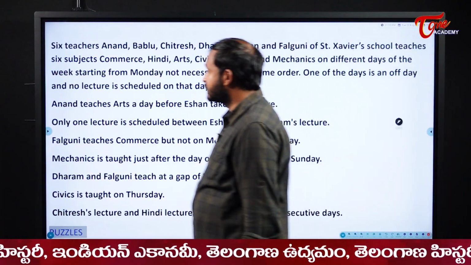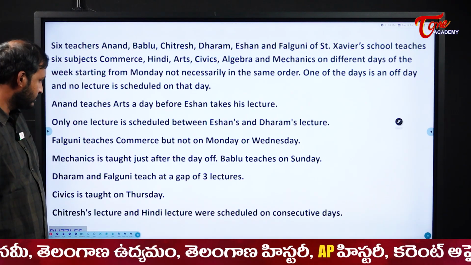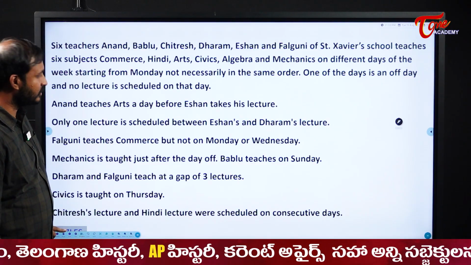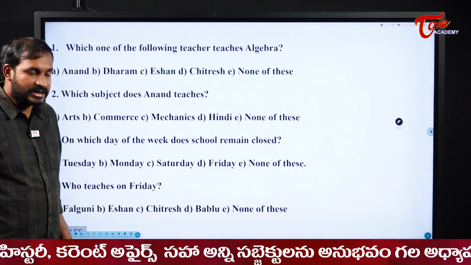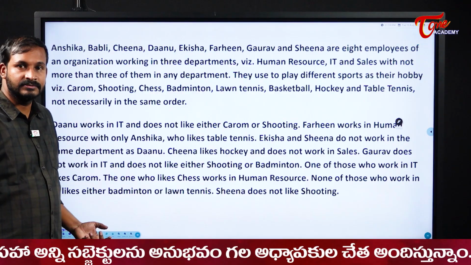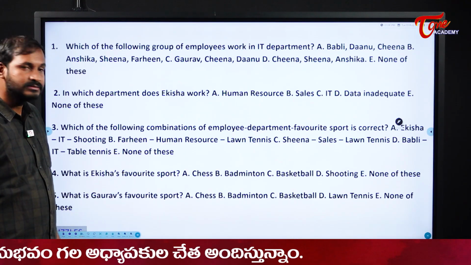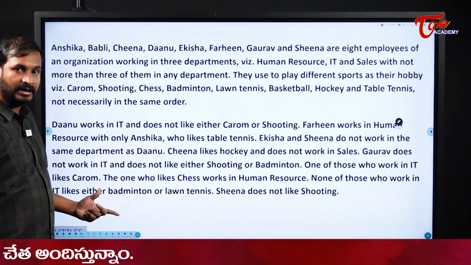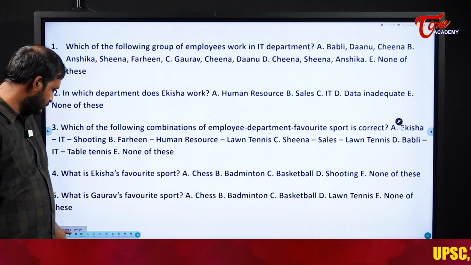So now please take a screenshot of this one, students. Everyone please take the screenshot of this one and try to get the answers for it. Next, similarly, these are the questions based on that. Please try to solve this one. Next, please take the screenshot of this puzzle and try to get the answers for these questions. This is the data and these are the questions for that puzzle.